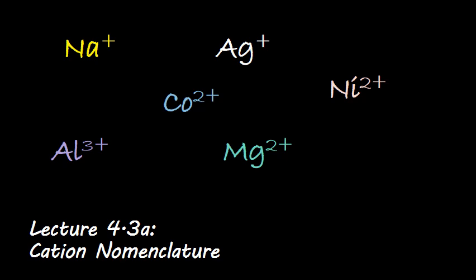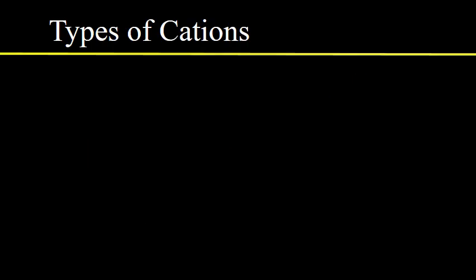Okay, let's talk about nomenclature of cations. There are a couple of different kinds of cations, and naming them properly requires being able to look at them and recognizing the difference in the different types of cations. The first group are the ones that I'll usually refer to as transition metal cations.